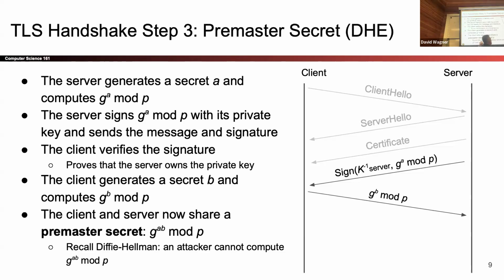The property of Diffie-Hellman is that an attacker who's eavesdropping can't figure out what this shared key is. And an imposter who's trying to pretend to be Amazon won't be able to send this digital signature, so they also won't be able to participate actively. So the imposter will only be able to eavesdrop, but an eavesdropper can't figure out the shared secret.